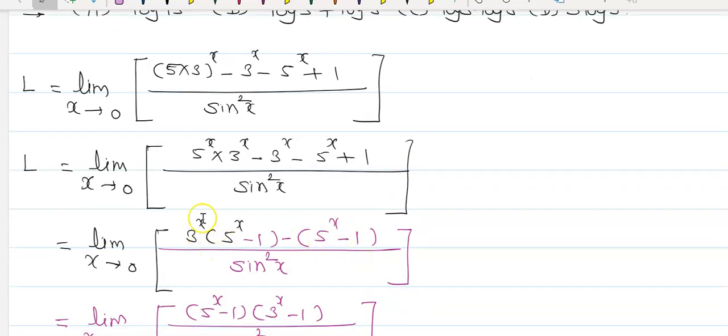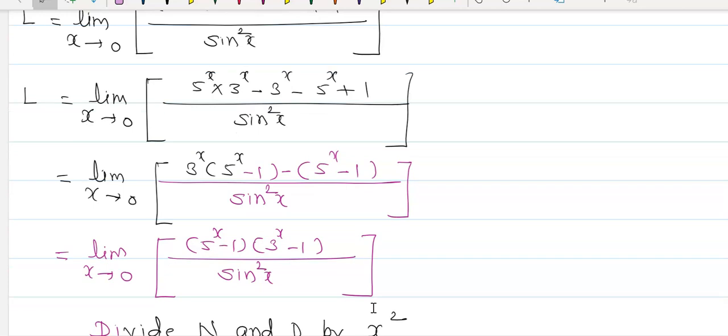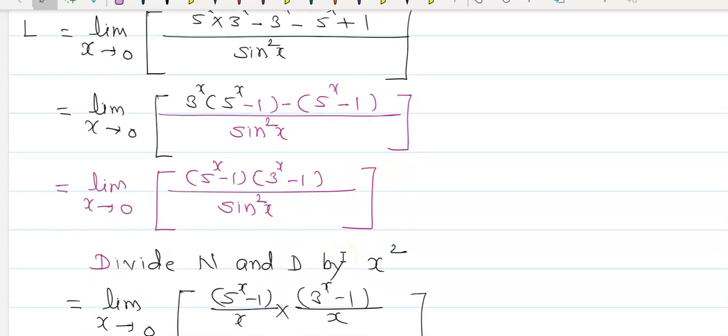And now as 3 raised to x is common, 5 raised to x minus 1 minus 5 raised to x minus 1. 3 raised to x common. Then you will get 3 raised to x minus 1 in the next bracket, and in the first bracket 5 raised to x minus 1. Now divide this numerator and denominator by x square.